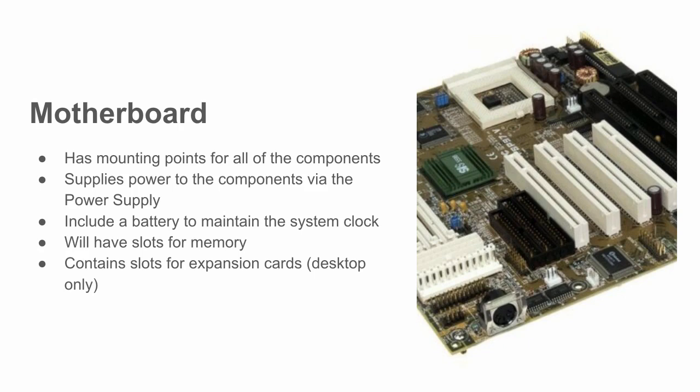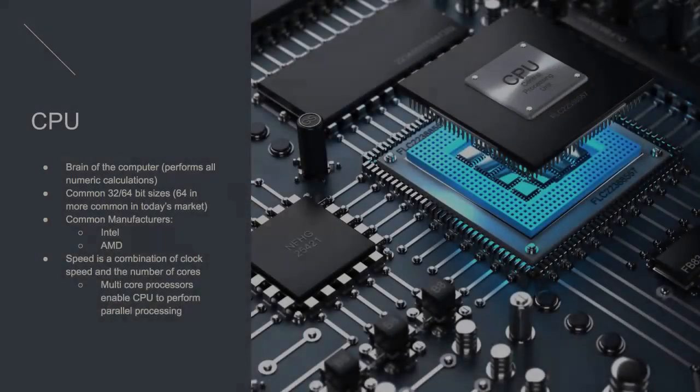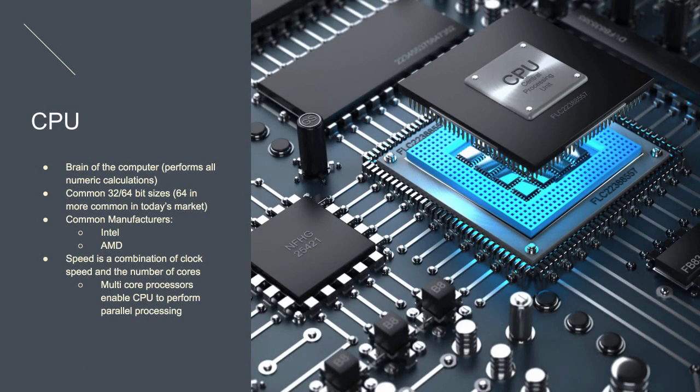Let's go ahead and look at the next component. The next component we'll look at is the CPU or central processing unit. Again, the CPU is the brain of the computer and it performs all the numeric calculations. So in terms of sizing for CPUs, they come in bit sizes. Common these days are 32 and 64-bit sizes. 64 is actually more common in today's market.